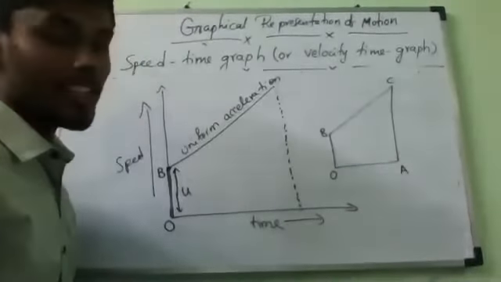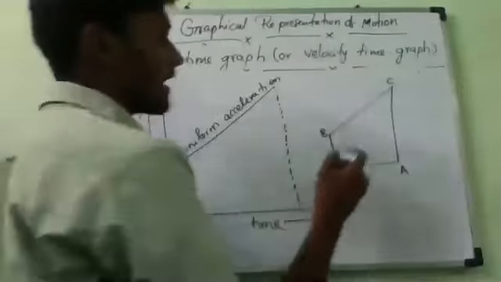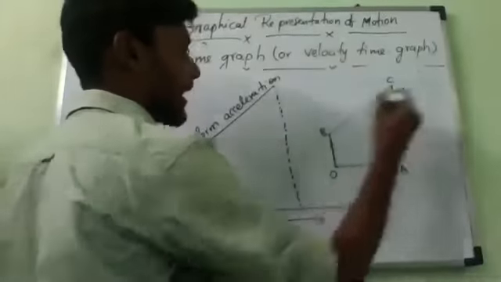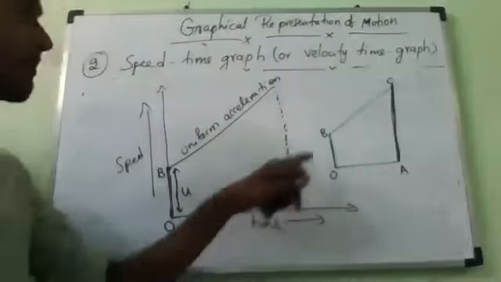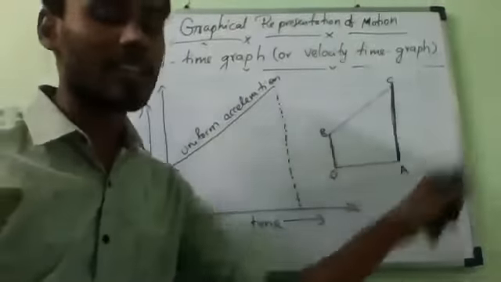Yes. Now, if you observe, what are the parallel lines? You tell me, this is parallel and this is parallel. Yes, sir, both are parallel lines. OB is parallel to AC.